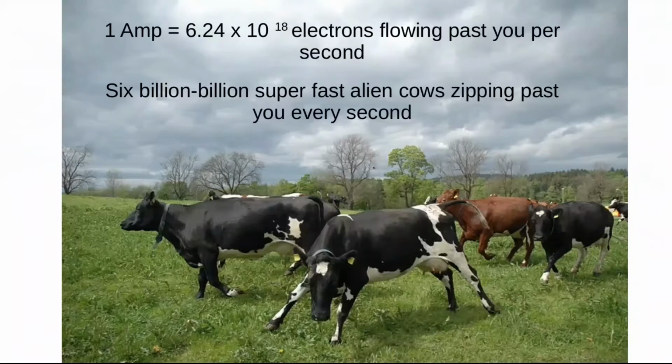So you can see that 1 amp is equal to 6.24 times 10 to the 18th electrons flowing past you every single second. So that's a lot of electrons. If you want to use another example, you can see that 6 billion superfast alien cows are zipping past you every second for the equivalent of 1 amp. That's a lot of cattle.